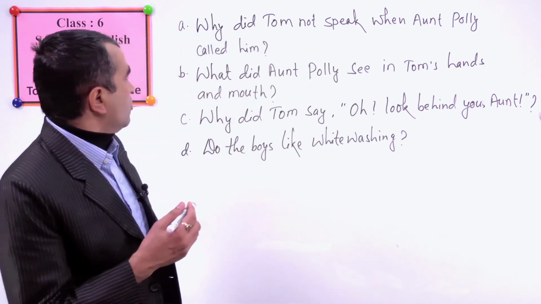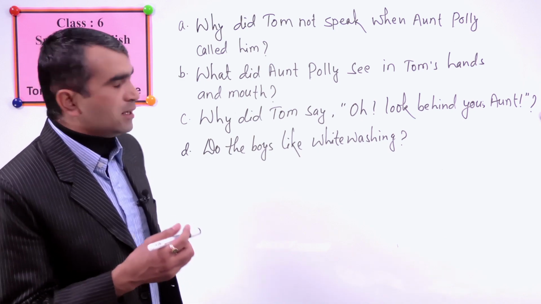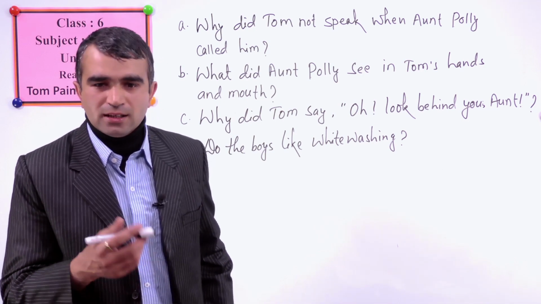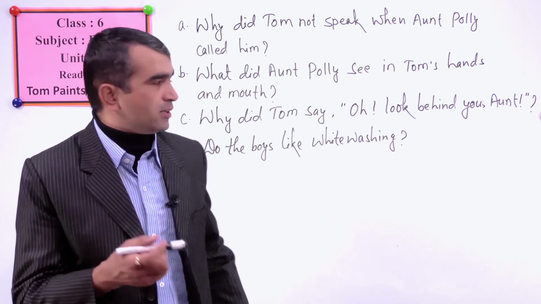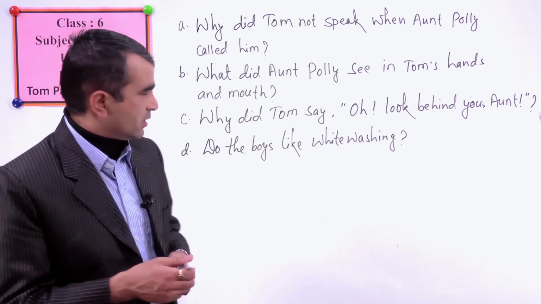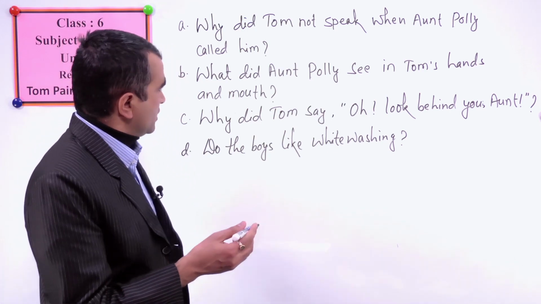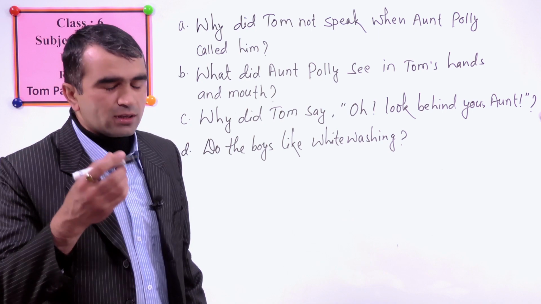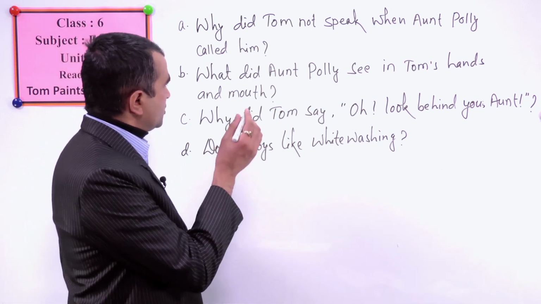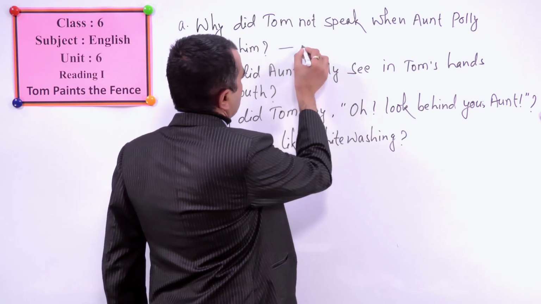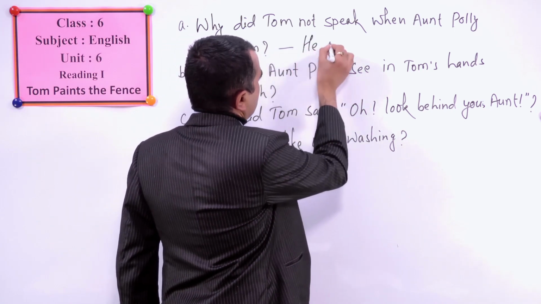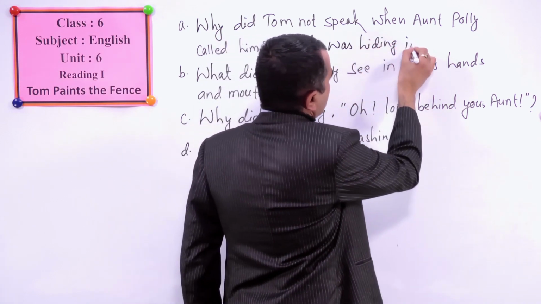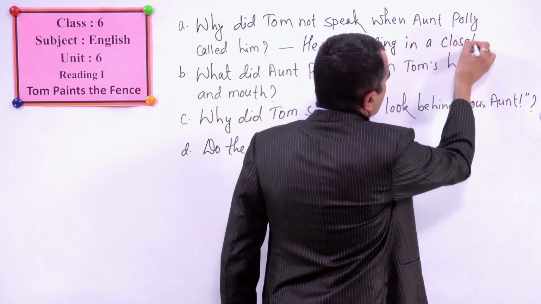The first question: why did Tom not speak when Aunt Polly called him? Why? He didn't speak in the beginning. Because, yes, he was hiding in a closet. Very good. He was hiding in a closet. Okay. Now, I'll write just in few words here. You can just copy, or you can just write yourself here. He was hiding in a closet. Good.